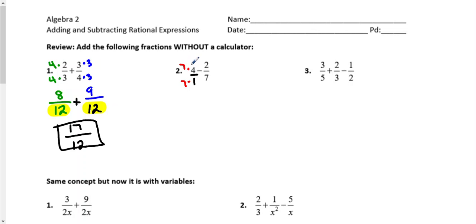Whatever I do to the bottom, I do to the top. So 7 times 4 is 28 over 7. Carry down the minus, and then we have 2 over 7. Then the easiest thing to do is change this minus sign to a plus and make the top of the second fraction negative. So now I'm going to do 28 plus a negative 2, which gives me 26 over 7.